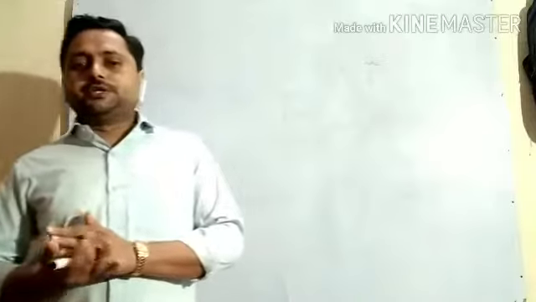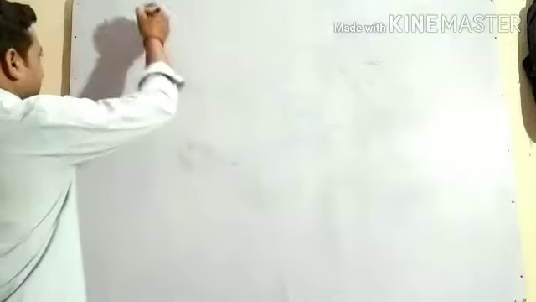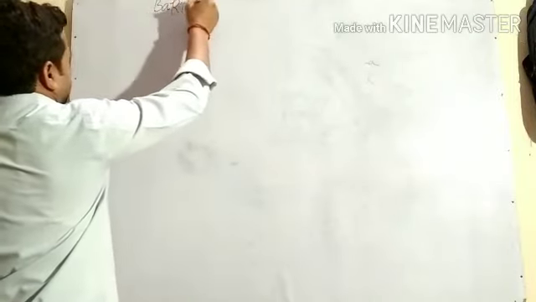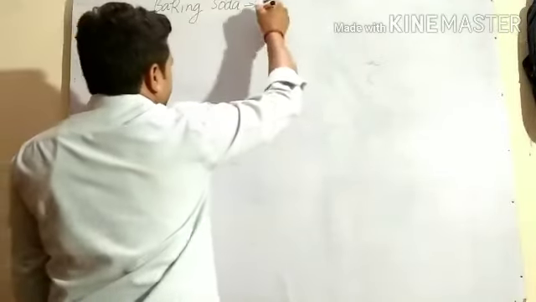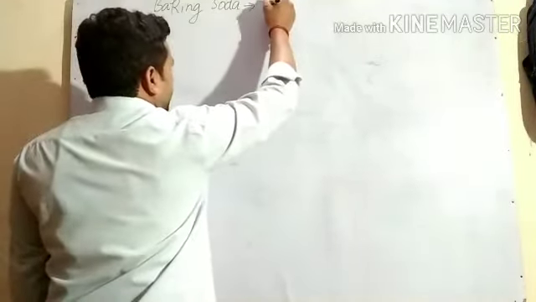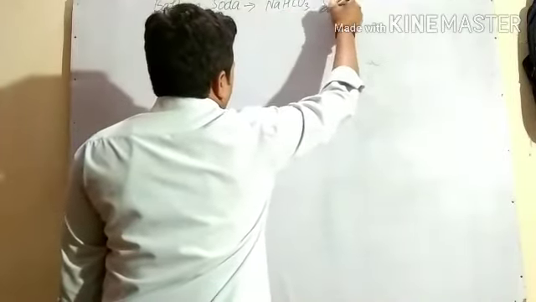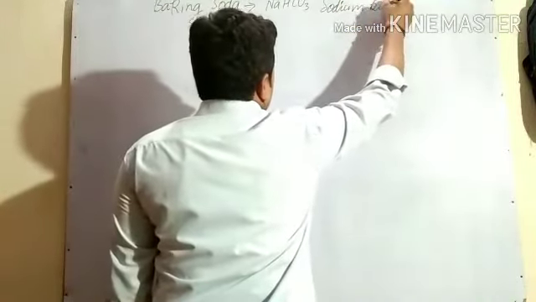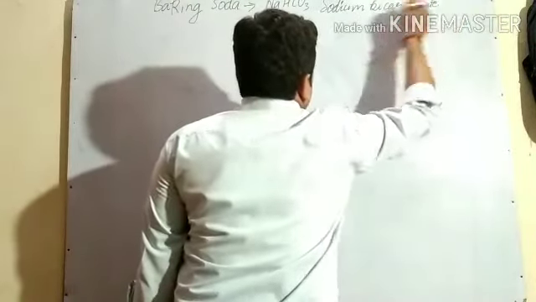Today we are going to discuss a very important topic, that is baking soda. What is our topic? Baking soda. Its chemical name is sodium hydrogen carbonate or sodium bicarbonate. Sodium bicarbonate or sodium hydrogen carbonate, both are correct.